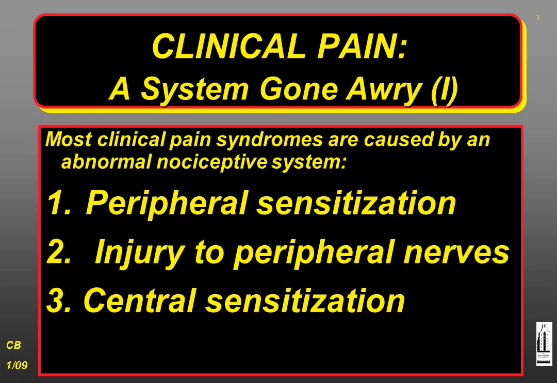Pathological pain can be caused by at least 3 abnormal conditions of the nociceptive system. They are peripheral sensitization, nerve injury, and central sensitization. Let me describe them in simple terms.